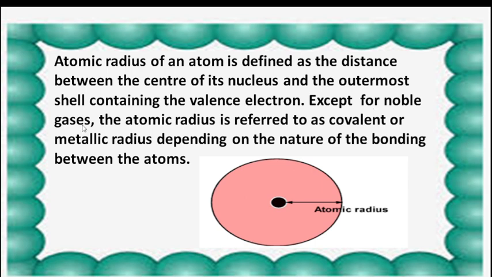Except for noble gases, the atomic radius is referred to as the covalent or metallic radius, depending on the nature of the bonding between the atoms. Between the atoms, bonds are formed.